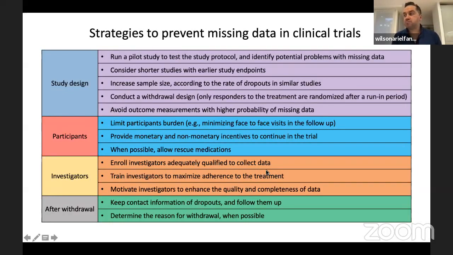For example, we usually distribute templates to collect the information, but if the investigator is not being mindful, they might misspell the information or miss some information that is critical for the trial. This is why it's so important to train the people who are collecting the information to make sure they really understand the implications of missing data. And train the investigator to maximize the adherence to the treatment and motivate them.